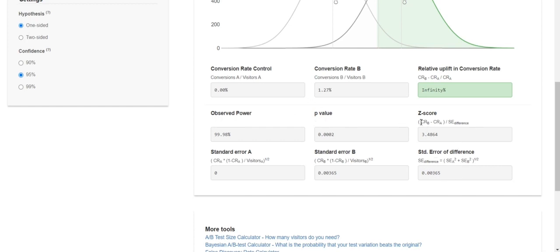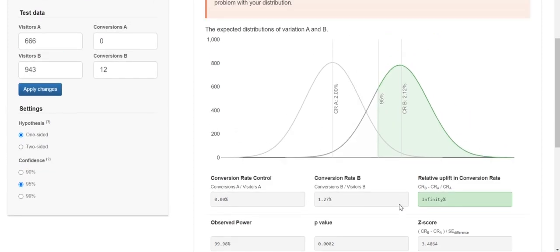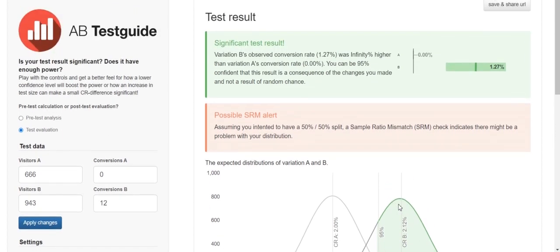And if you take the difference of the conversion rates, which is 1.27, and then you divide it by this value, approximately you will be getting this particular value, all right? Because that's what it is, right? It's the difference of the conversion rates divided by the standard error, the standard error difference rather, and that's what you get. So this is a very useful way to do your A/B testing. This is going to give you some indication of the significance.